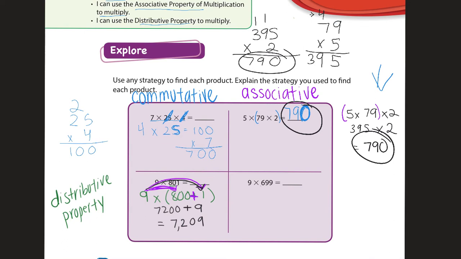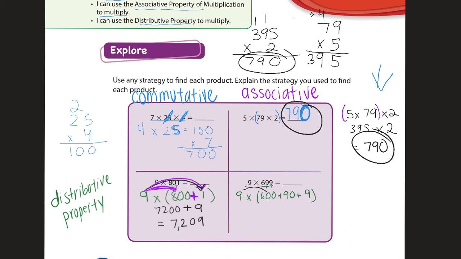So again, for 9 times 699, we're going to use the distributive property. And we are going to break down this large number into 2 or 3 smaller parts. And then we're going to distribute the 9 to each of those parts, multiply them and then add them together. So let's see. We have 9 times, I have 600 plus 90 plus 9. And now I can go one by one.